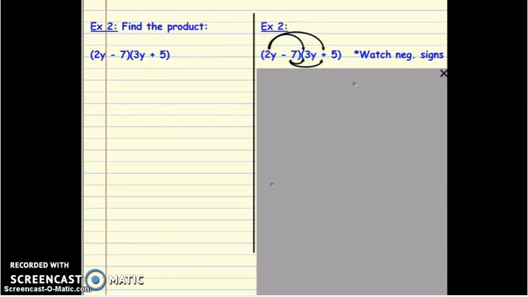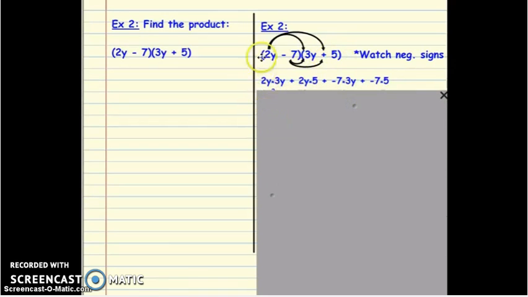Alright, let's try example number 2. Again, we're going to be finding the product. This one is almost the same, except we've got this negative right here: 2y minus 7 times 3y plus 5. So we've got to watch out for this negative. Again, we multiply 2y times 3y, and then 2y times 5. And as we keep going, we then multiply not just 7, but negative 7 times 3y, and then negative 7 times 5.